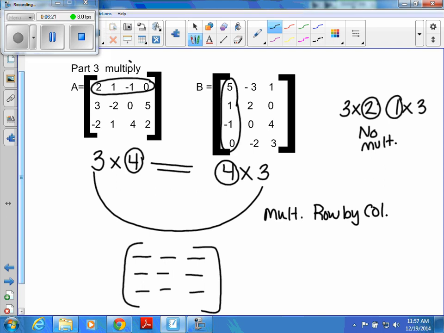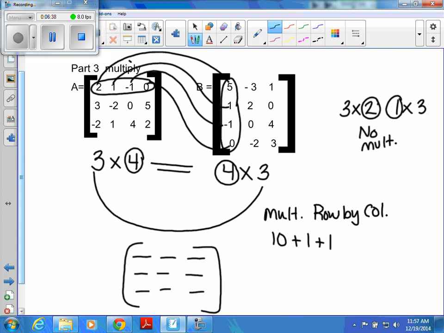And this is what you do. The 2 you multiply by the 5 and you get 10. Then you take the 1 and you multiply it by the 1 and you add it. And then you take the negative 1 and multiply it by negative 1, which is 1. And then you take the 0 and multiply it by 0 and you get 0. So 10 plus 1 plus 1. Your first term is 12. Okay, then you keep doing that.